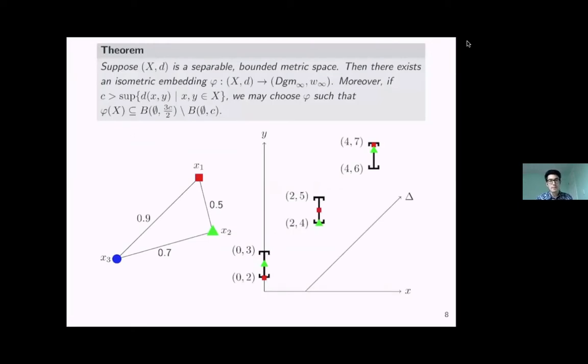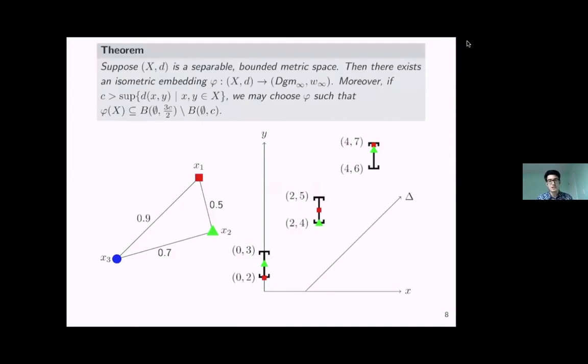So first, a theorem. Suppose you have a separable bounded metric space X, then you can isometrically embed it in a diagram space. The idea is very akin to what's sometimes called a Fréchet map, sometimes called a Kuratowski embedding. The other caveat is that if you pick something larger than the diameter of the space, you can arrange for it to sit in this annulus I have at the bottom here. So I just want to talk about what this map looks like.